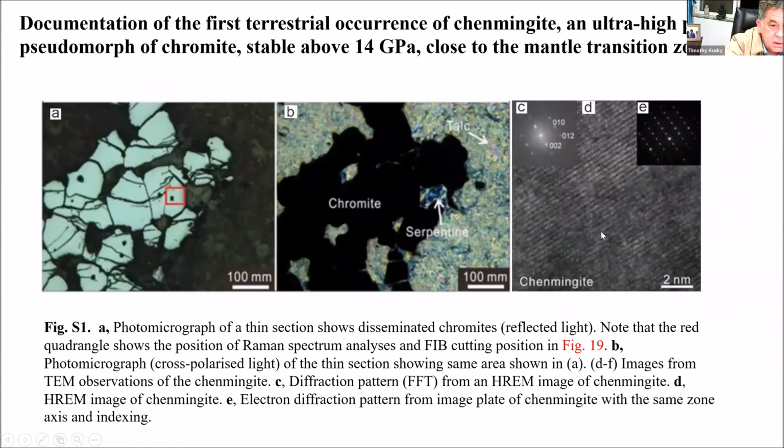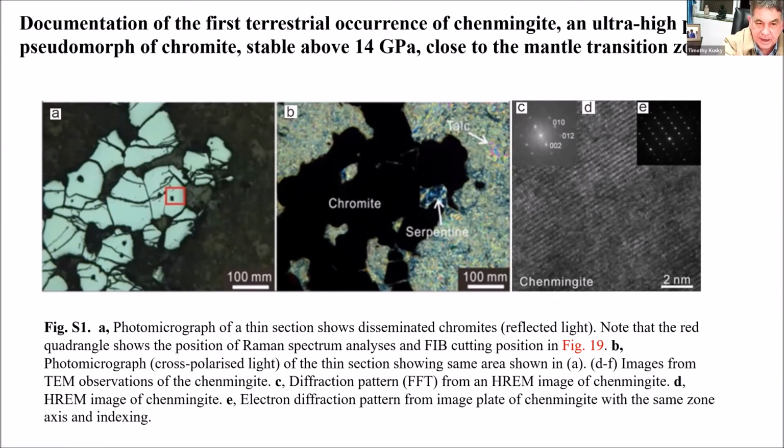But then the student who was working on this looked at the chromite. It turns out that outside of these inclusions, the chromite was not chromite anymore. The crystallographic orientations of the chromite were changed from cubic to orthorhombic.